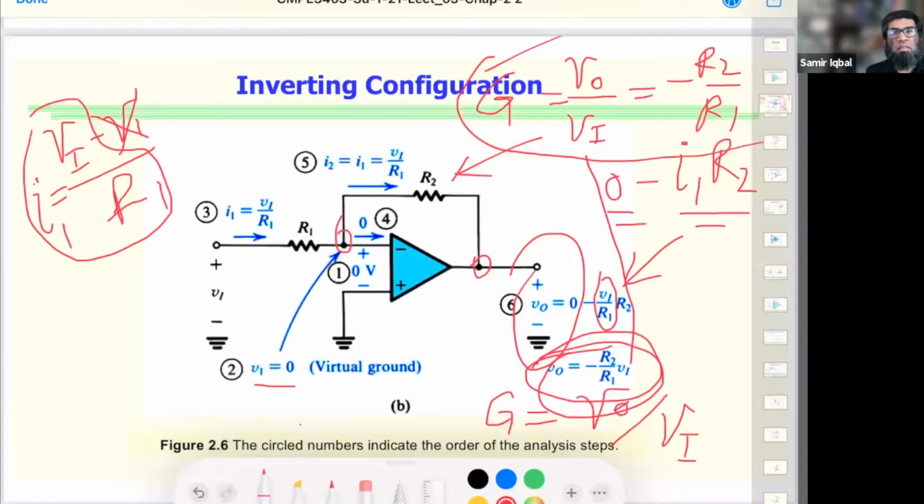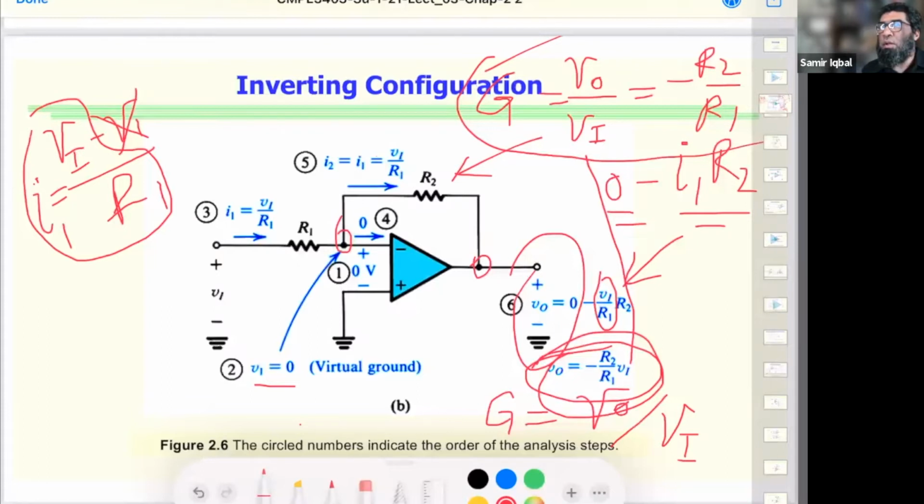Does it make sense? Are you with me on this? Which means the values of my resistances are going to define the gain of my op-amp circuit, right? So that's the first and most important implication of doing this analysis in steps.